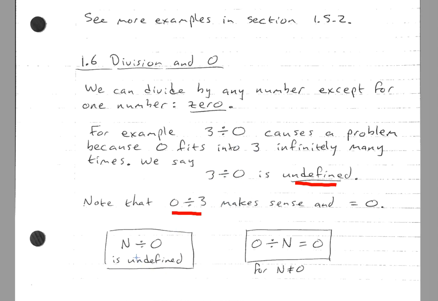But we always have this situation: any number divided by 0 is always undefined. Another way to say that is you're not allowed to divide by 0. But if 0 comes first, that's okay. 0 divided by any non-zero number is always 0. That's just saying you can't fit anything into 0.